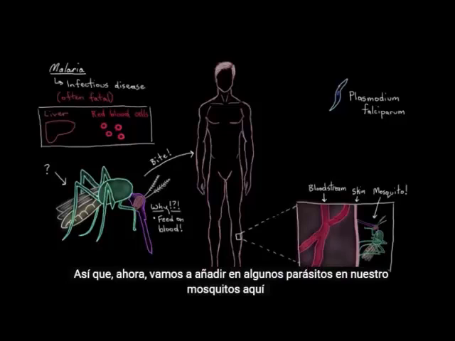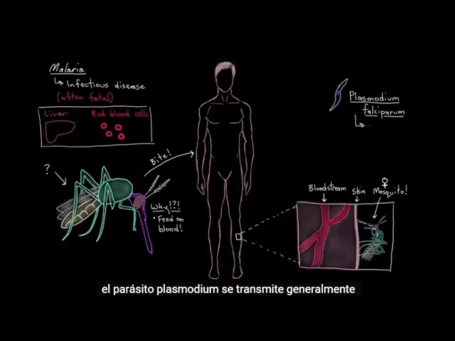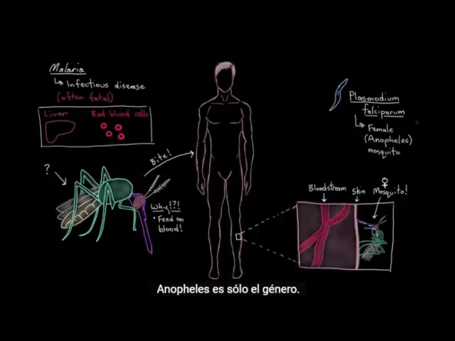Alright, so now let's add in some parasites to our mosquito here and see what happens when someone gets bitten by an infected mosquito. And actually, let me point out that I keep saying she when I talk about our mosquito here, and that's because the Plasmodium parasite is usually transmitted by a female Anopheles mosquito. Anopheles is just the genus. And that's because females feed on blood, while the male mosquitoes feed on other things like nectar from flowers and plants and such.